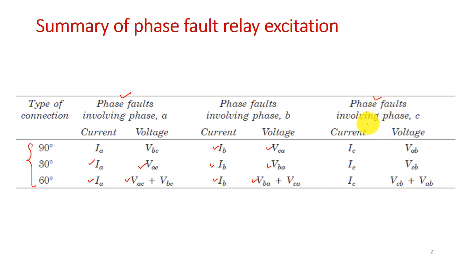Similarly, phase faults involving phase C will have current IC and VAB for the 90-degree connection, current IC and VCB for the 30-degree connection, and current IC and the phasor sum of voltages VCB plus VAB for the 60-degree connection. So this is just a summary of all the phase faults and how the relay will be excited.